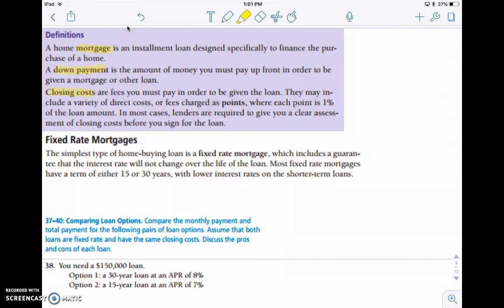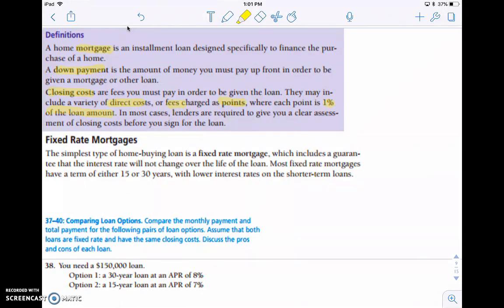Then there are closing costs, and these are fees that you must pay in order to be given the loan. It's a big process if you've done it, or when you do get to that point, if you ever do. To get a loan on a home is a pretty big thing. So there are a lot of direct costs and fees that are charged as what they call points, and each point is 1% of the loan amount.